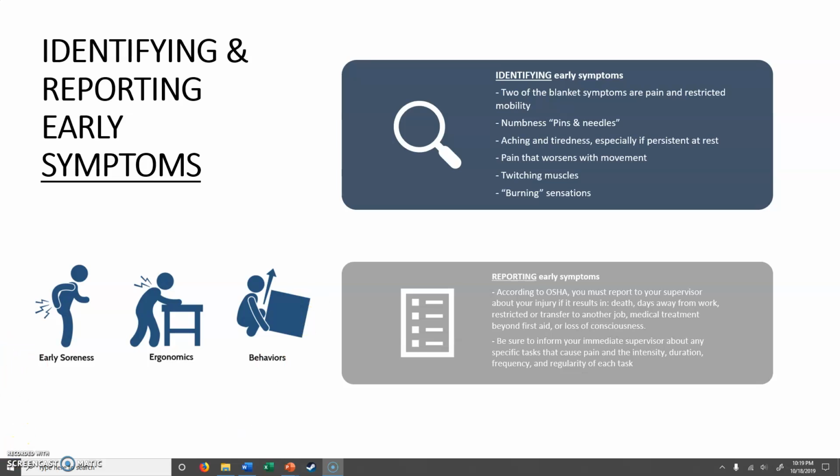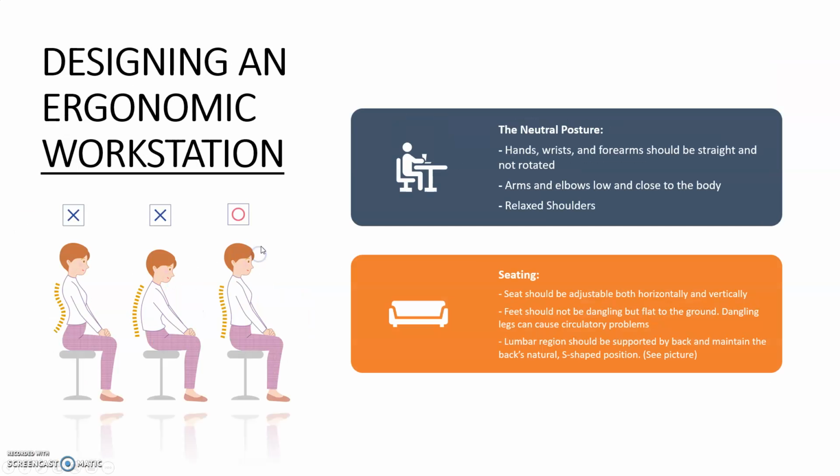Our next slide is designing an ergonomic workstation. The neutral posture is one of the most important things you should know. That's when your hands, wrists, and forearms are straight, not rotated, but in the resting position. Arms and elbows low and close to the body, relaxed shoulders. And obviously, when you are looking at your seating, looking at the ergonomics of that, your body should maintain that position, the neutral posture.